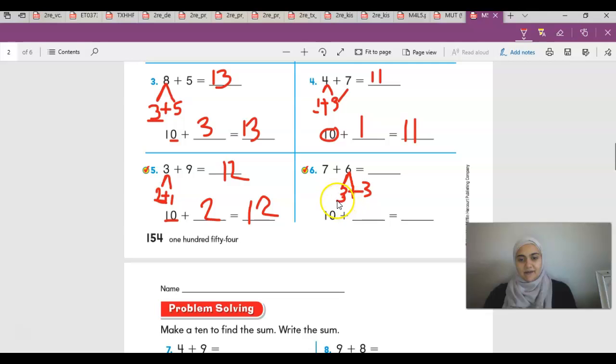And we know 7 plus 3 makes 10, which is already written down. And now, what's the missing digit? 3. So what's 10 plus 3? 13.